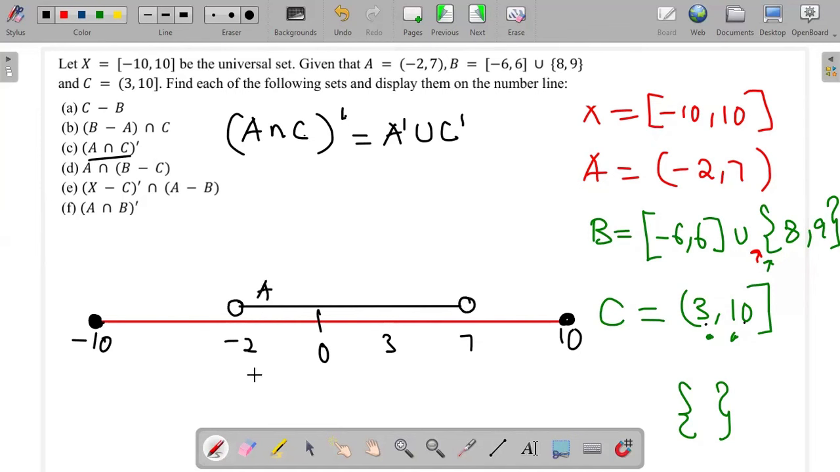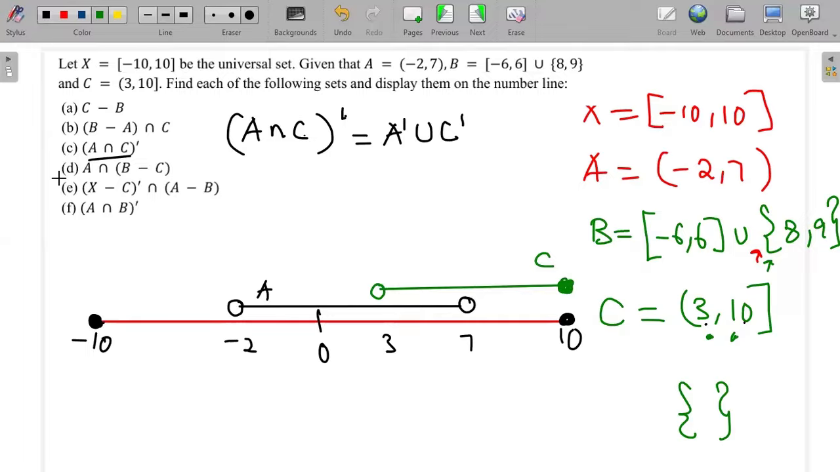So this is my set A. For the set C, we are moving from 3 to 10 like that. We do not include 3 because there's a curved bracket there, and on 10 there's a square bracket, so I have to include it. So this here is my set C. Now I need to find the set A intersection C complement. What I need to do first is identify my intersection.